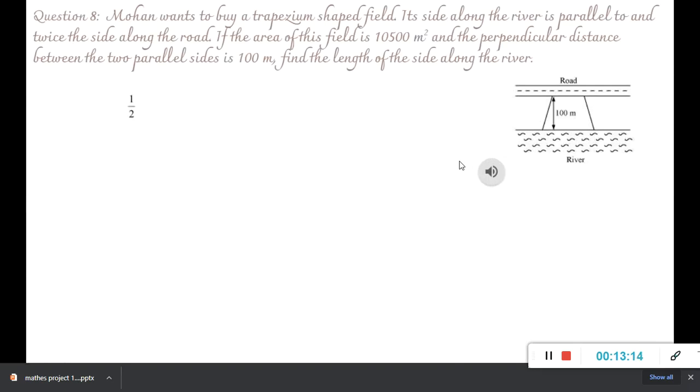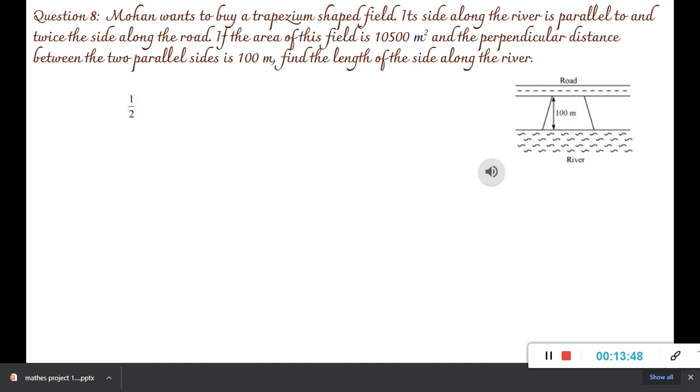Question number 8. Mohan wants to buy a trapezium shaped field. Its side along the river is parallel to and twice the side along the road. If the area of this field is 10,500 meters square and the perpendicular distance between the two parallel sides is 100 meter, find the length of the side along the river. So what do we want to find? We want to find the length of the side along the river.